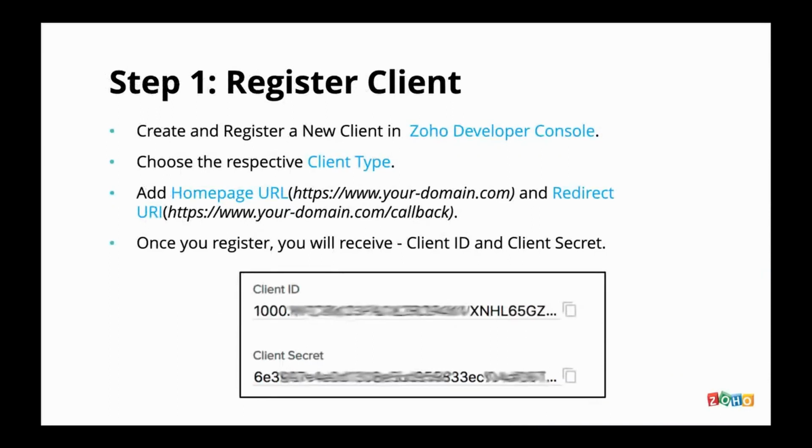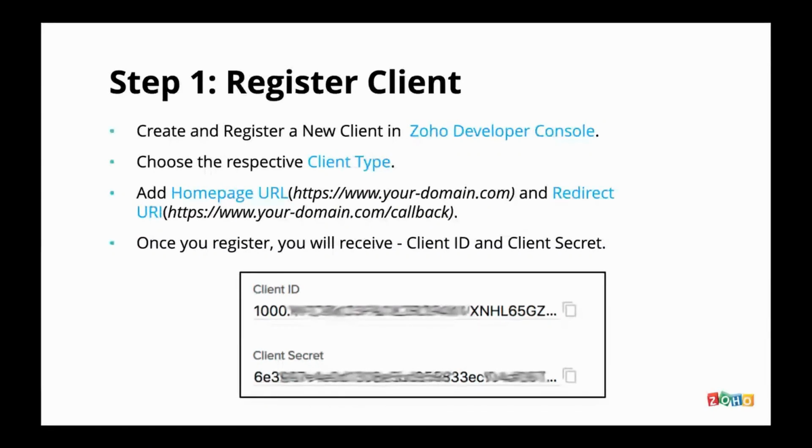So as I said, the first step, based upon the type of user that you're going to use, either for browser or HTTP server based application, you need to register the client in the Zoho developer console. That's going to be the first step. As I said, it's going to be based upon the client type. I will explain what the client types are during the demonstration.